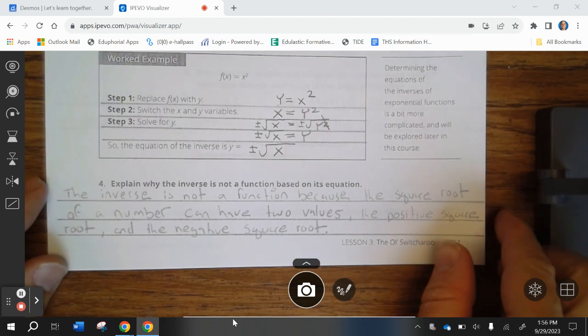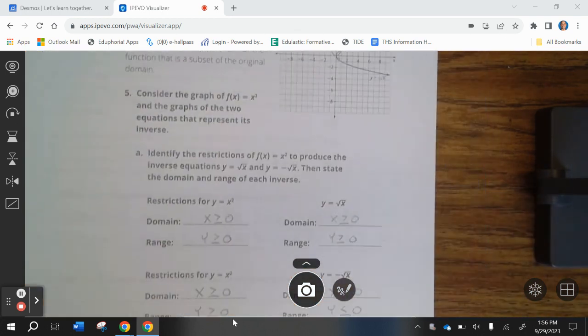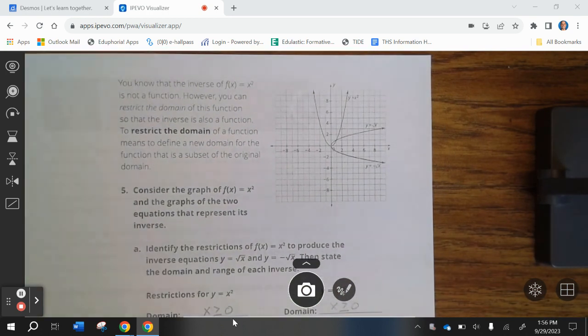All right, let's take a look at the next page. You know that the inverse of f of x equals x squared is not a function. However, you can restrict the domain of this function so that the inverse is also a function. To restrict the domain of a function means to define a new domain of the function as a subset of the original domain. Consider the graph of f of x equals x squared and the graphs of the two equations that represent its inverse.